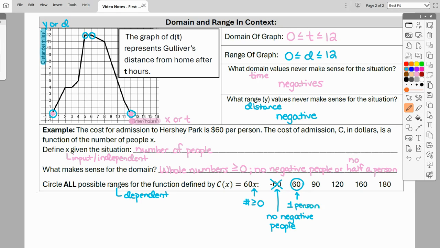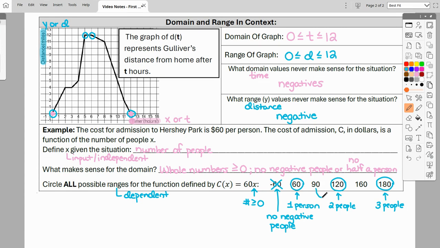Well, let's think about it this way. What if I had two people? Well, 2 times 60 would be 120 here. So that's why I'm circling this, because that's counting for 2 people's admission. When I do 60 times 3, that comes out to be 180. So that's going to be 3 people's admission. So all of those are possible values here.